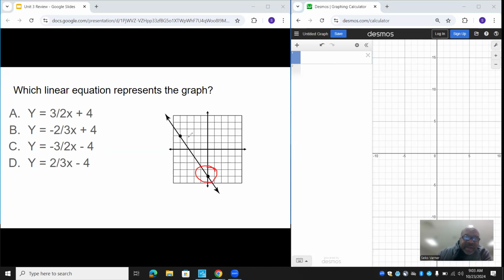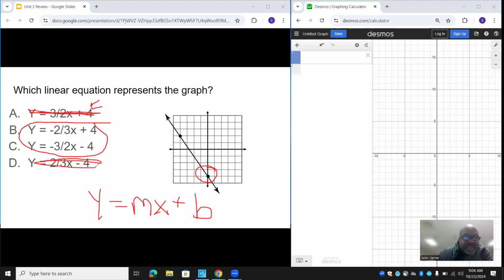All right, this is a negative slope. It starts high and it goes low. So it's not either one of these because that's a positive slope. And that says positive 4 for the y-intercept. Let me make sure I write this out. y equals mx plus b. The b is the y-intercept. This is where it intercepts the y-axis. The m is the slope. As you can see, this is a negative slope. So these two have negative slopes. So it can't be this one because that one has a positive slope.